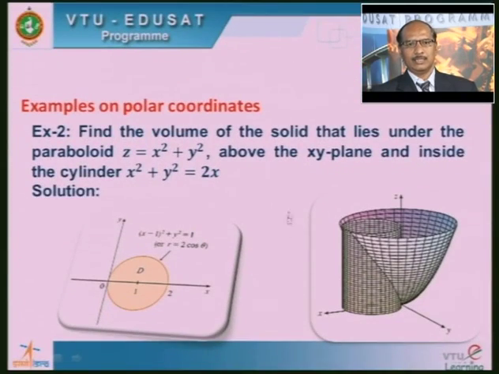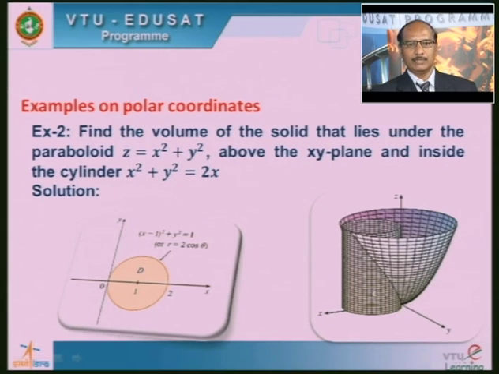So, you look into another complicated example shown here in this problem. It is again finding the volume of a solid. Find the volume of the solid that lies under the paraboloid z is equal to x square plus y square. On the z axis you can see the paraboloid, it is above the xy plane, only the positive x axis is taken. So, above the xy plane, and inside the cylinder, the cylinder equation is x square plus y square is equal to 2x.